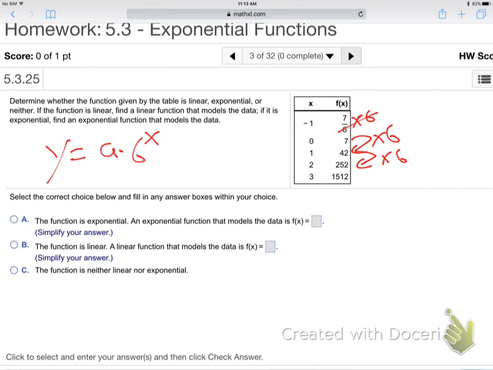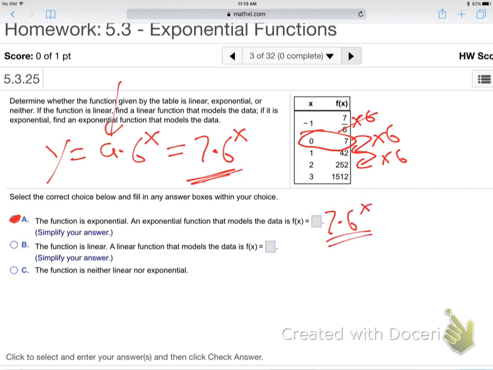So what's the a then? It's whatever number's next to 0. 7. 7 times 6 to the x. There it is. That's the x. So it's exponential. Exponential, and it's 7 times 6 to the x.